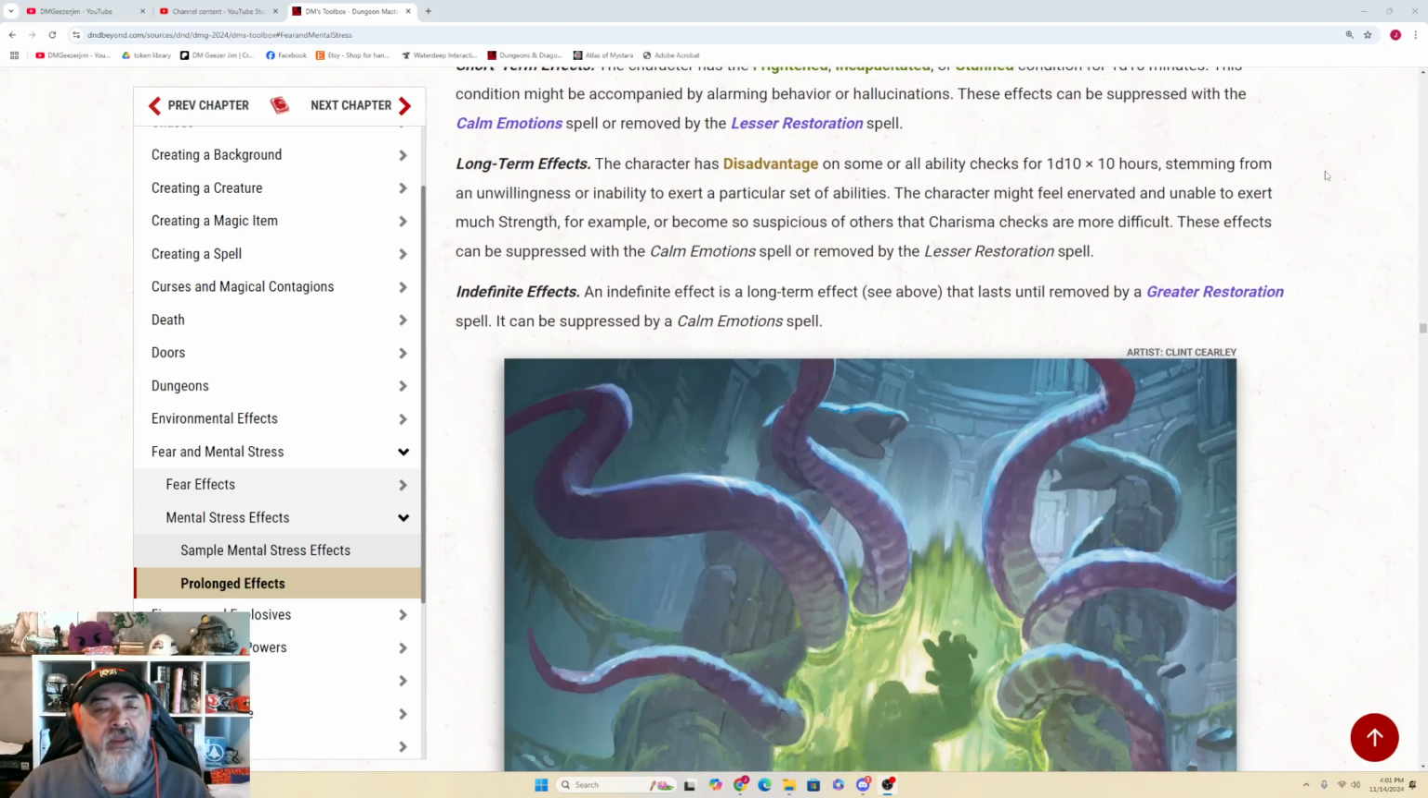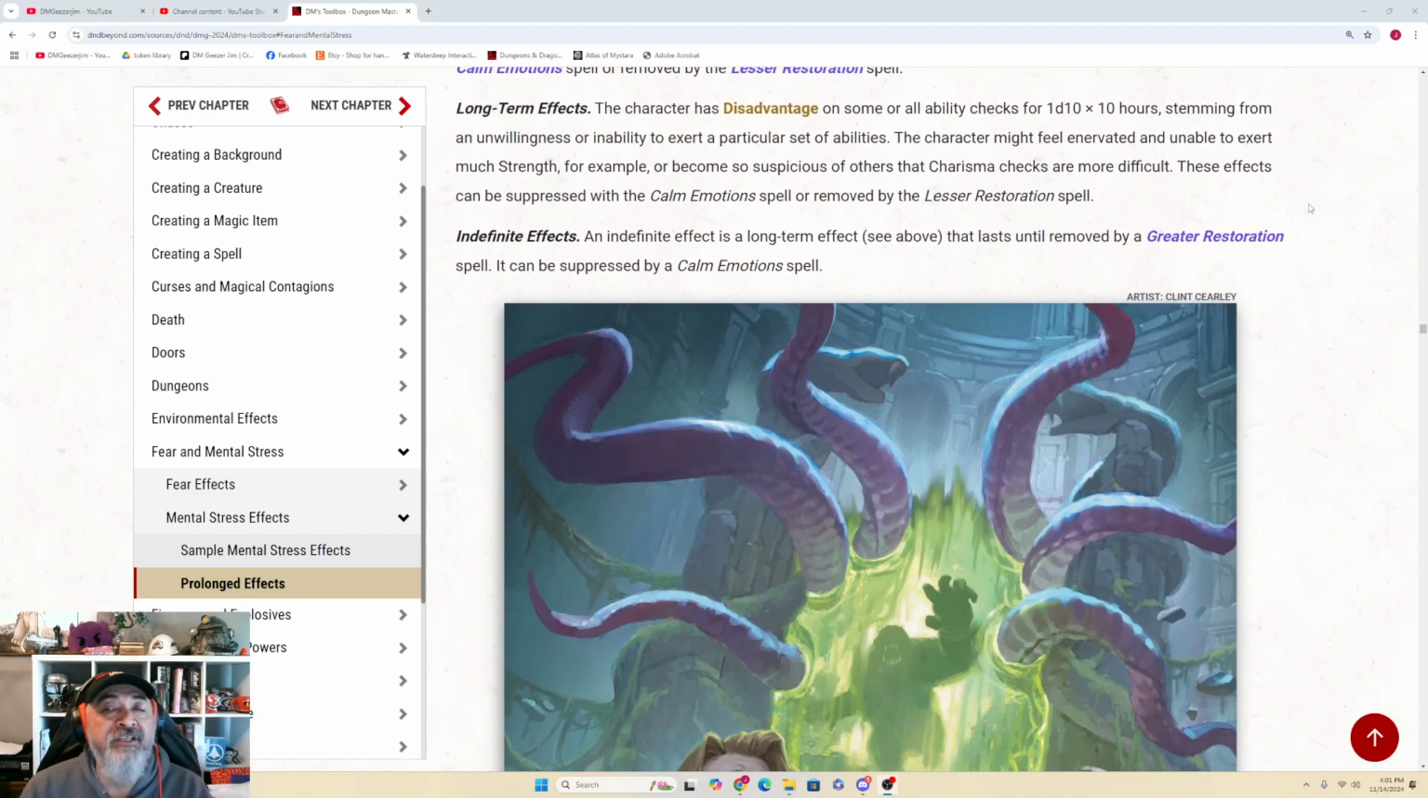Long-term effects: the character has disadvantage on some or all ability checks for 1d10 times 10 hours, stemming from an unwillingness or an inability to exert a particular set of abilities. The character might feel enervated and unable to exert much strength, for example, or become so suspicious of others that Charisma checks are more difficult. These effects can be suppressed with the Calm Emotion spell or removed by Lesser Restoration spells.